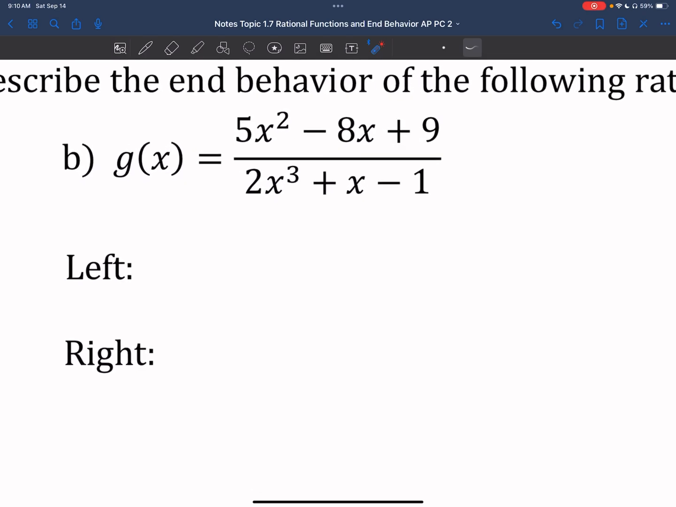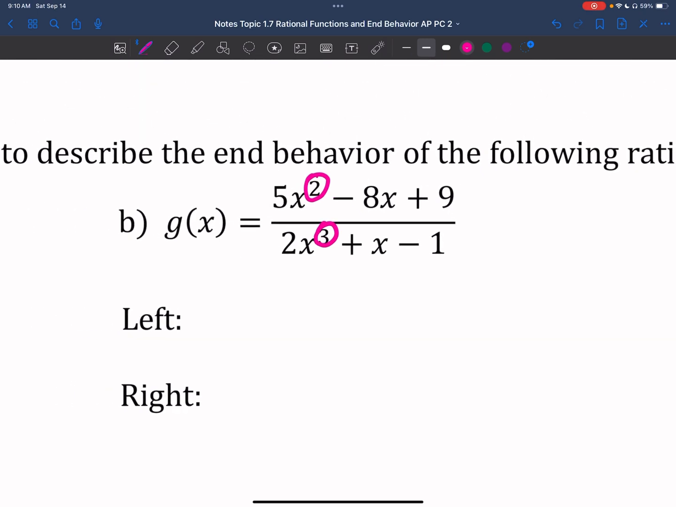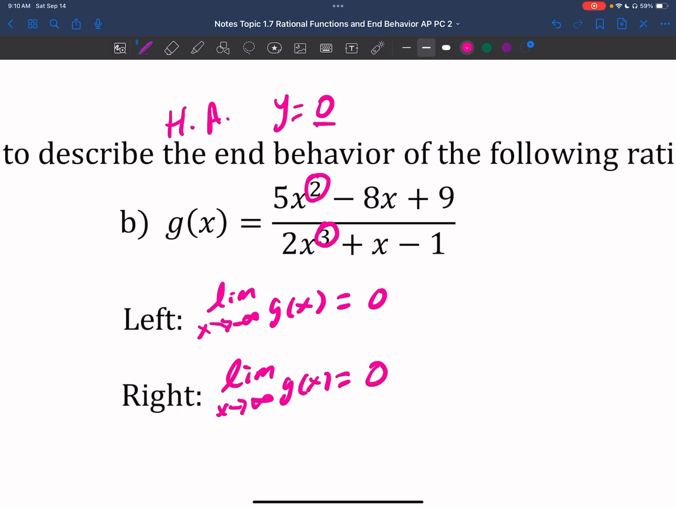Okay, looking at the next example, again, I'm going to do the same thing. I have a degree of 2 in the numerator. I have a degree of 3 in the denominator. So in this case, the degree is bigger on the bottom. So again, that reminds me of the bubble rule. So I do have a horizontal asymptote, and it happens to be y equals 0. Since I have a horizontal asymptote, I know that the limit as x approaches negative infinity for g of x will be equal to that asymptote, which in this case is 0. And the limit as x approaches positive infinity of g of x is also going to be equal to 0.